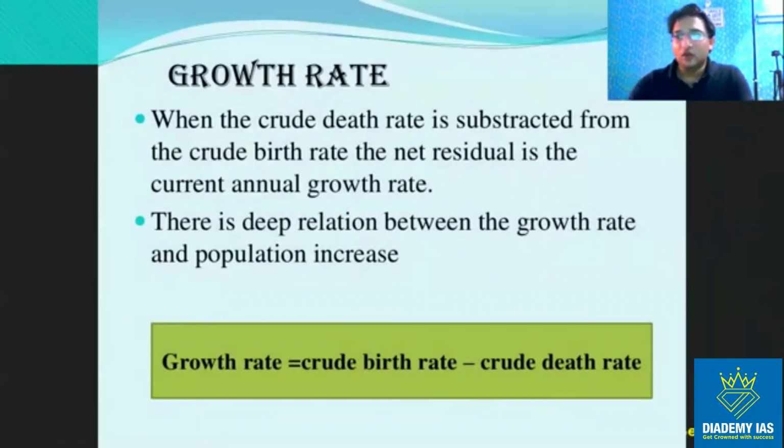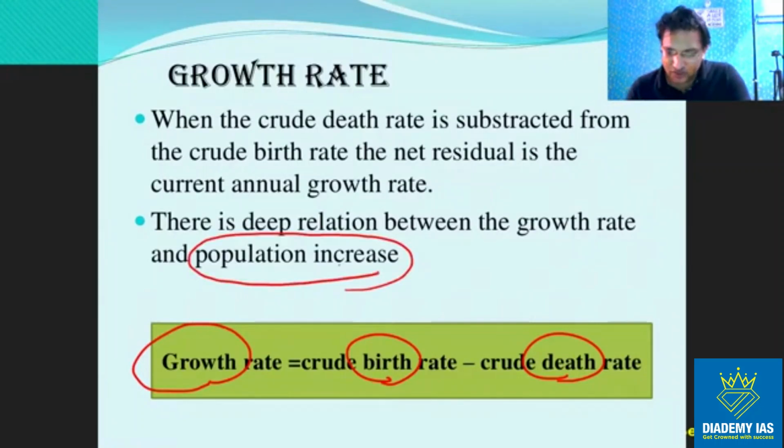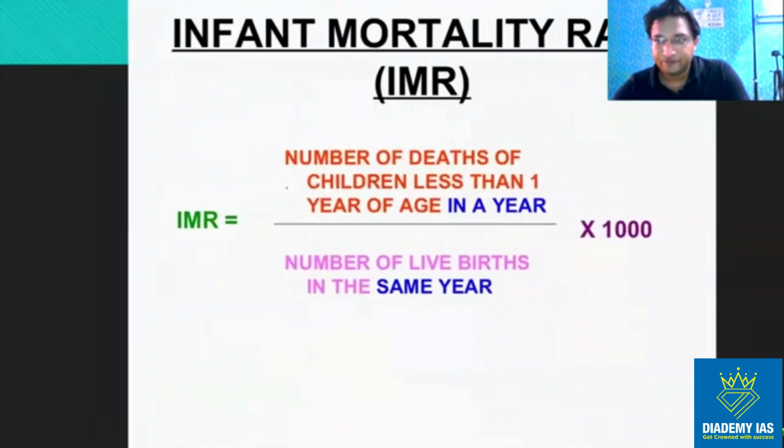Now, what is the growth rate? So growth rate is the difference between the two, that is the birth rate and the death rate, right? So crude birth rate minus crude death rate, this is the growth rate. This is the growth rate, and this actually leads to the population increase, and this gives the annual growth rate, current annual growth rate.